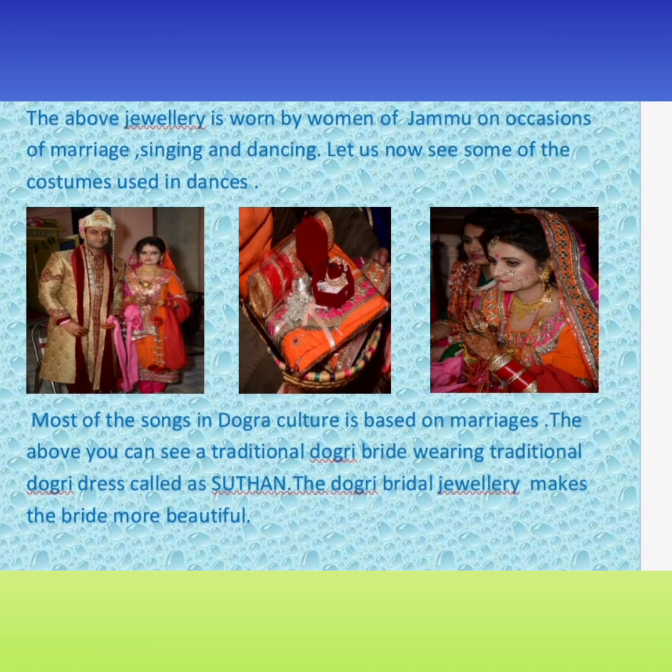Here you can see a traditional Dogra bride wearing traditional Dogri dress and traditional Dogri jewelry. Her name is Neha Chib and she looks so beautiful while she is wearing traditional Dogra dress. The traditional Dogra dress is also called as Suthan. The bridal jewelry which she is wearing makes her more beautiful and more ethnic.